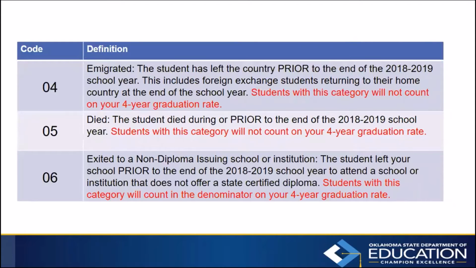04 is immigrated. Students with this category will not count on the 4-year grad rate. 05, students who have passed away. Students in this category will not count in your 4-year grad rate.